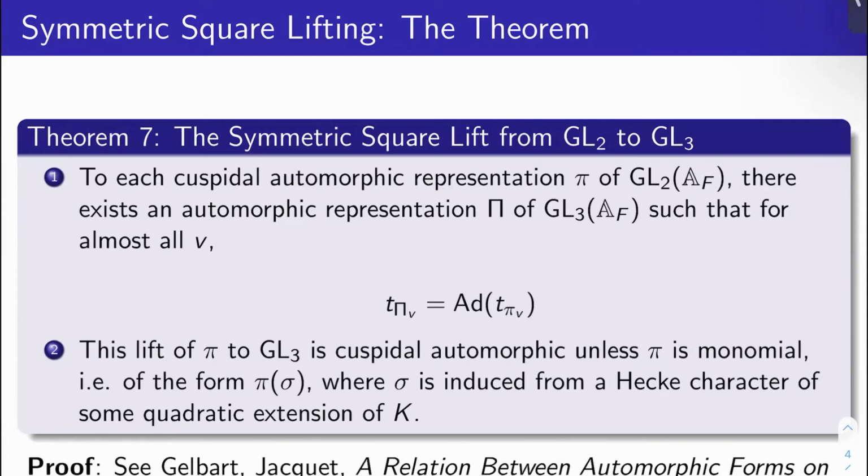Okay, so Theorem 7, here's the theorem of the symmetric square lift from GL2 to GL3. To each cuspidal automorphic representation pi of GL2 of the adeles of F, F is our number field we're working over here, there is an automorphic representation big Pi of GL3 of the adeles of F, such that for almost all places v, the local Langlands class t sub big Pi sub v is just Ad, thought of as a map of L-groups, of the local Langlands class t sub lowercase pi sub v. So this lift of this cuspidal automorphic representation sort of preserves local Langlands classes in the sense that the Ad of one is the other.